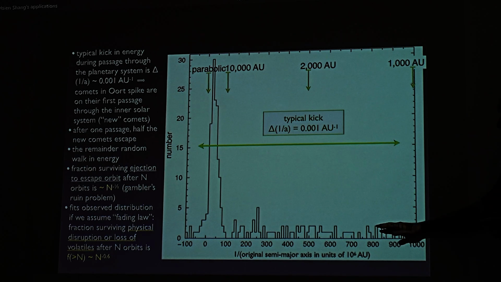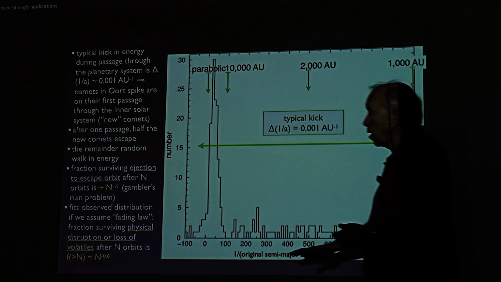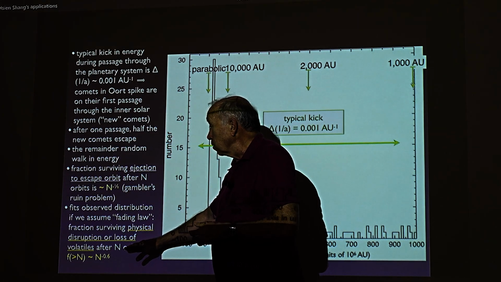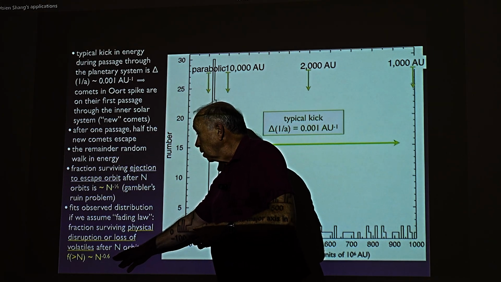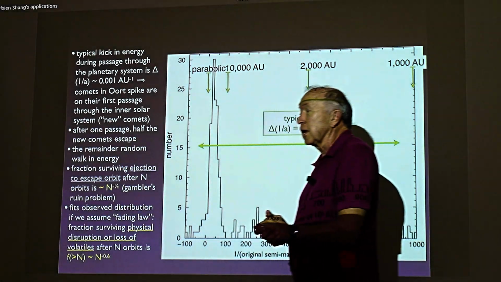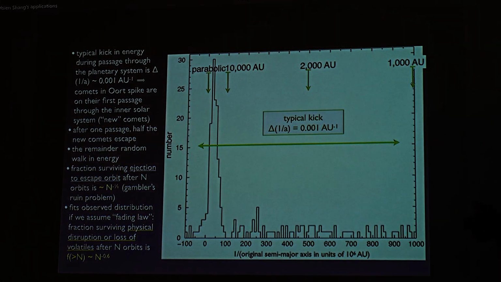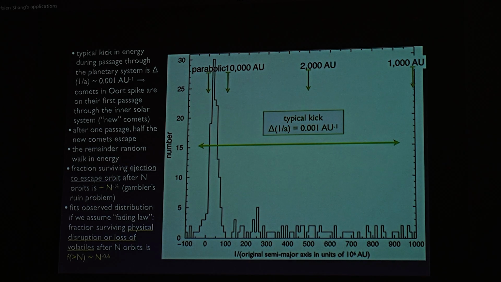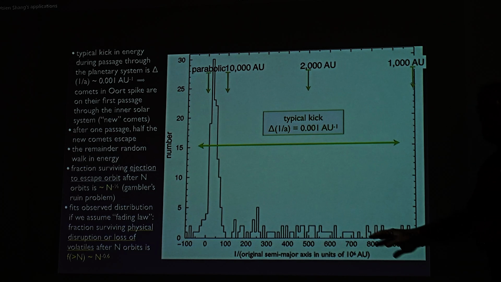And so you have to put in an empirical fading law, which says that the probability a comet will survive fading or physical disruption for n passages close to the sun goes roughly like n to the minus 0.6. So that physical process is certainly there, and with a plausible model for it, you can match the distribution of comets in this tail.